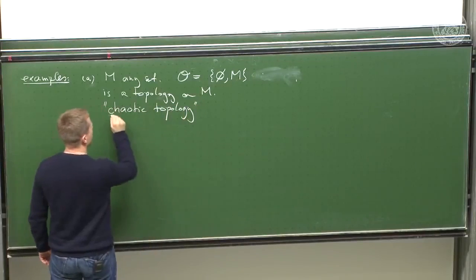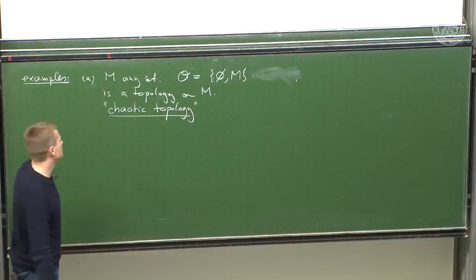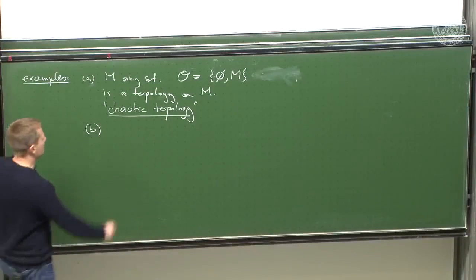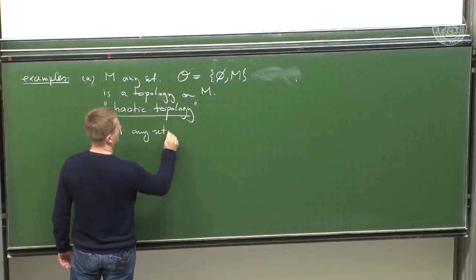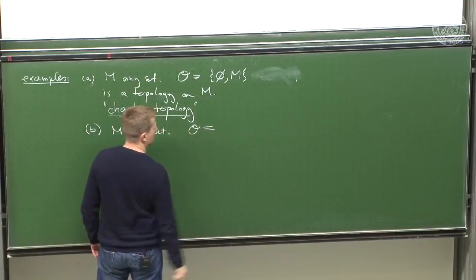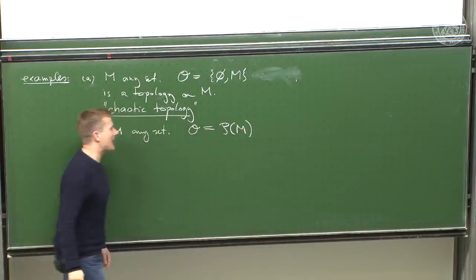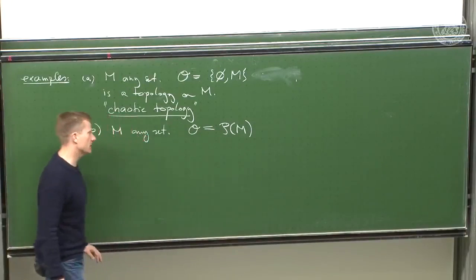Why it deserves that name, we'll see in a second. You already guess it. It won't be very useful. It's only useful as an extreme example. But sometimes the extreme examples teach you a lot, as you know. Now, another extreme example is, let M be any set, and you can make a pick that you say, I take just any subset of M that is there. So you choose the entire power set.